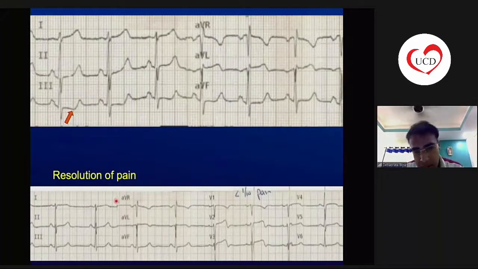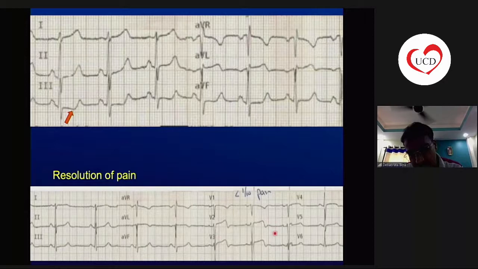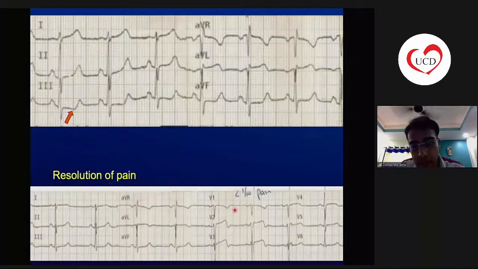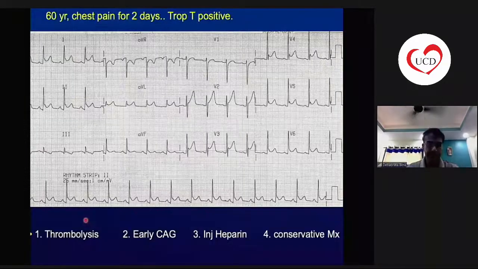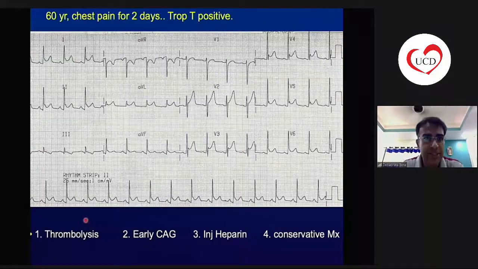When the pain resolved, you can actually see that the hyperacute inferior changes have also resolved, and there is a kind of Wellens pattern. So this patient was having an impending LAD occlusion, which was rightly picked up in the dynamic changes by the ECG, and was finally done with angioplasty. Coming to our next ECG, this is a 60-year-old gentleman. He has had chest pain for 2 days.